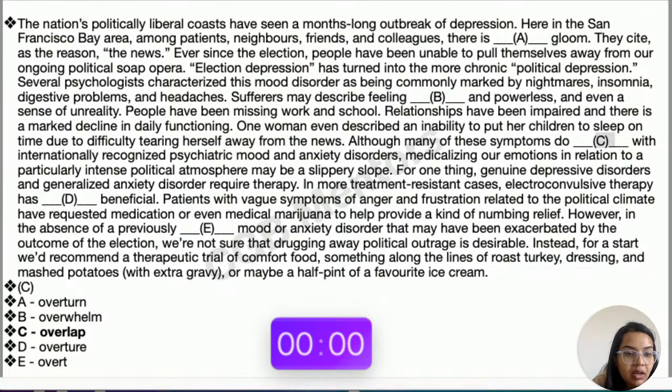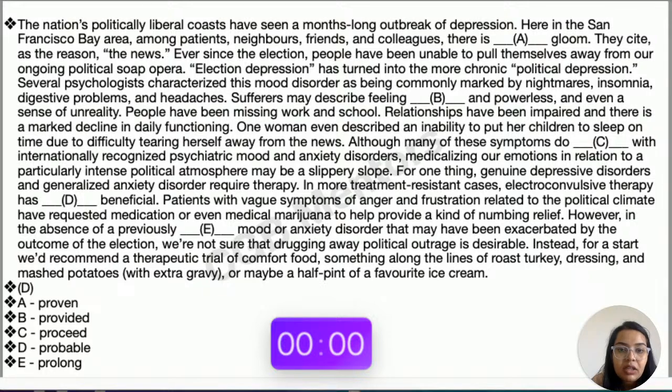Then coming to overt, you must have often heard covert operation. Overt is the opposite of it. Covert is secret. Overt is something you can see plainly in front of you, very easily, clearly available and apparent. Then it says, in more treatment-resistant cases, D1, electroconvulsive therapy has proven beneficial. So beneficial is an adjective. Therapy has provided beneficial, meaning that will not work. We want a verb with has, there is no other verb. Easy words, so I am not telling you their meanings.